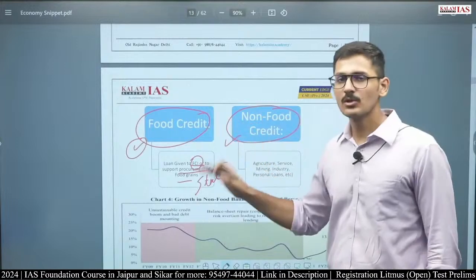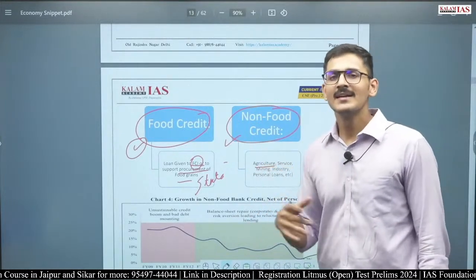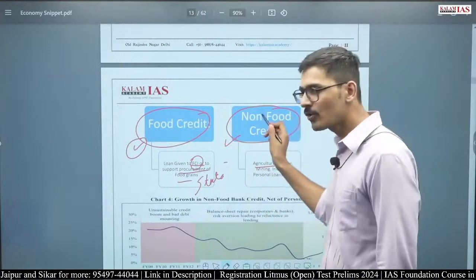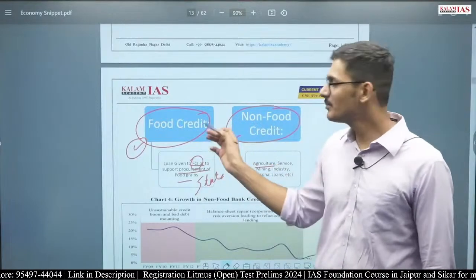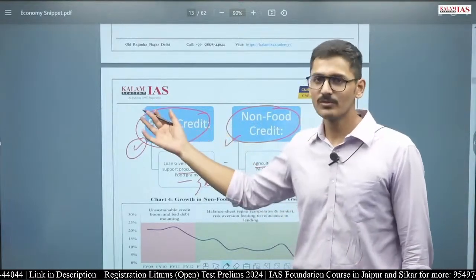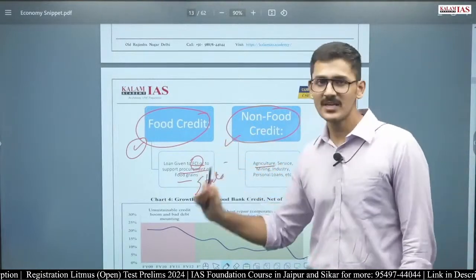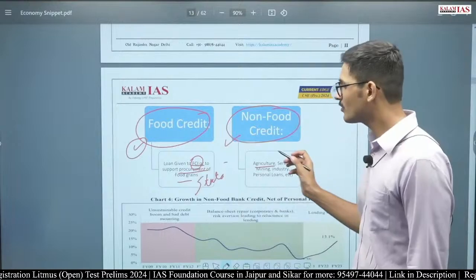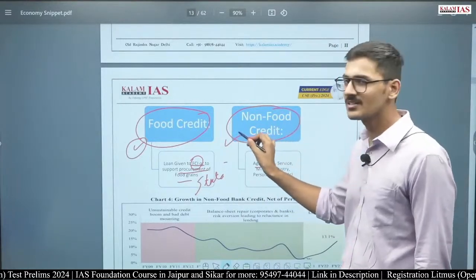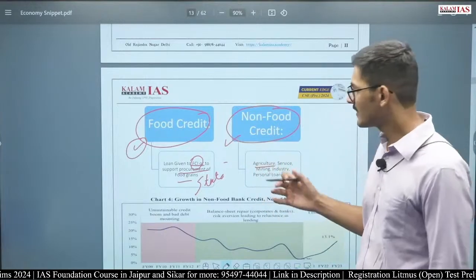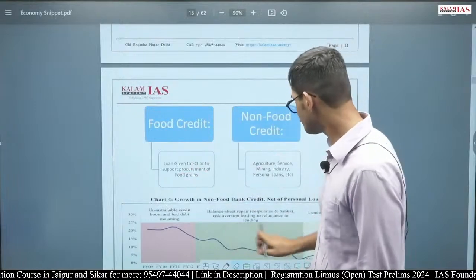Non-food credit growth includes all other loans, even the agriculture sector. If a farmer takes a loan, that is part of non-food credit growth, not food credit. By logic we might include agriculture loans in food credit, but that is not the case. Food credit only includes FCI and state governments for the procurement of food grains. All other loans are part of non-food credit growth, and this reflects the real increase in credit growth in our country. So this differentiation was important.